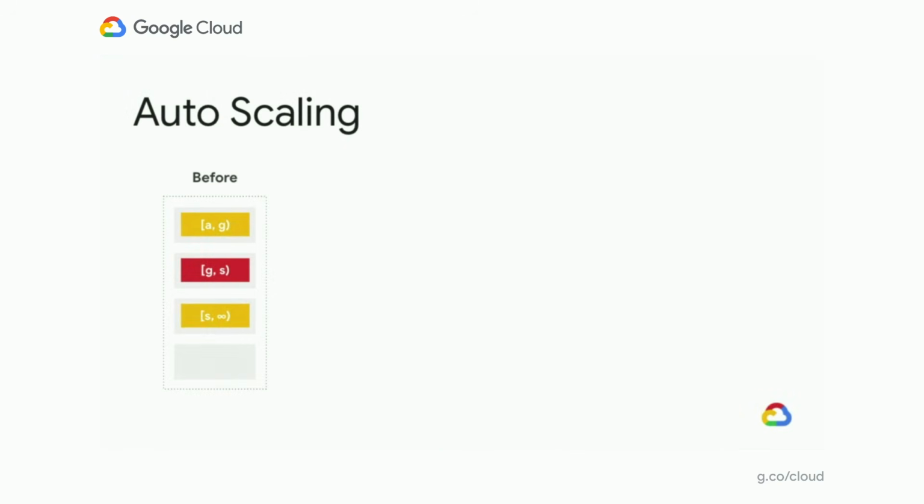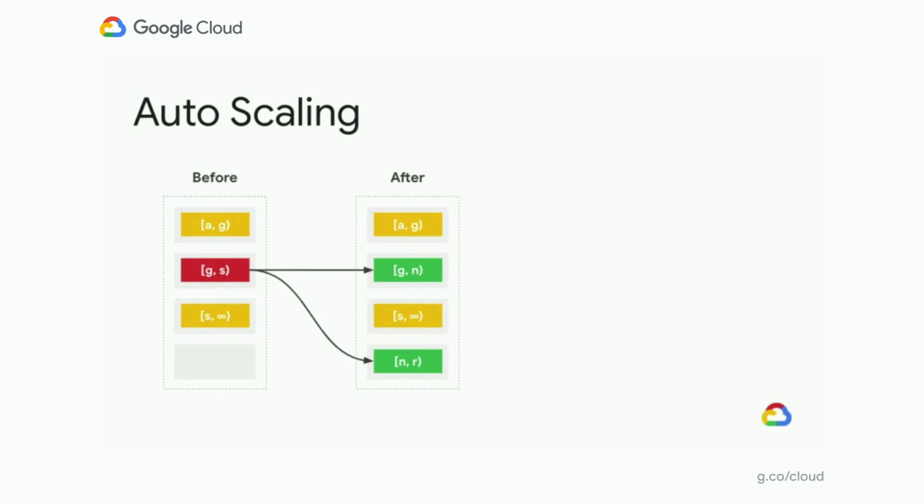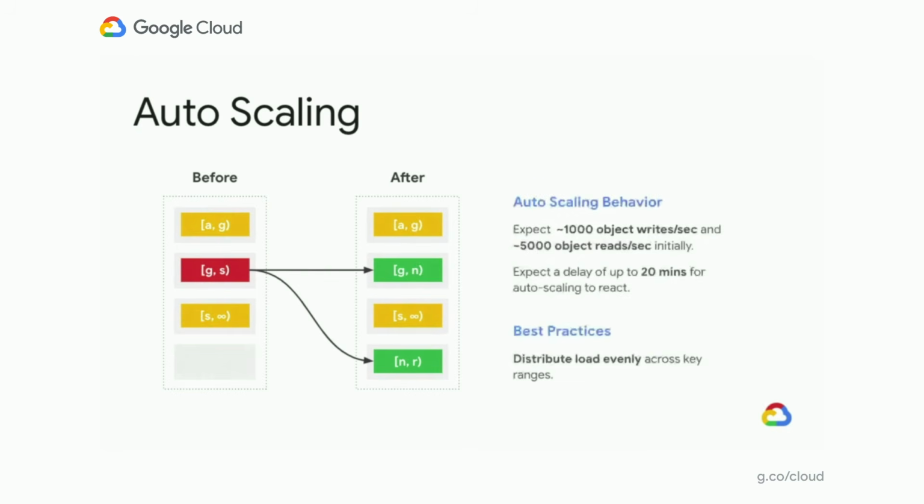Now, one of the shards could get very hot, and we handle that by doing auto scaling. So we detect hot shards and split them up. I want to give you a sense of when this behavior really kicks in. You can easily do up to 1,000 object writes per second and 5,000 object reads per second before really running into this scenario. Also, typically, we try to detect hot shards ahead of time and split them up so you don't notice anything, but you can expect a delay of up to 20 minutes.